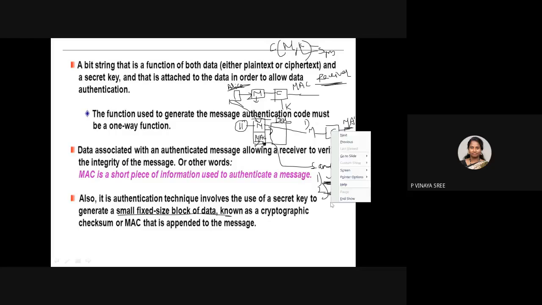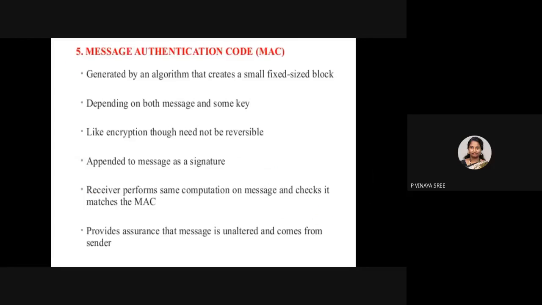Let me show with an example so that you can understand even more clearly. So see here, message authentication code. A message authentication code is generated by an algorithm that creates a small fixed-size block. This small fixed-size block will be fixed whatever the input you are giving. It depends on both the message and some key, and this key is symmetric. Keep it in your mind. Like encryption, it is not reversible.